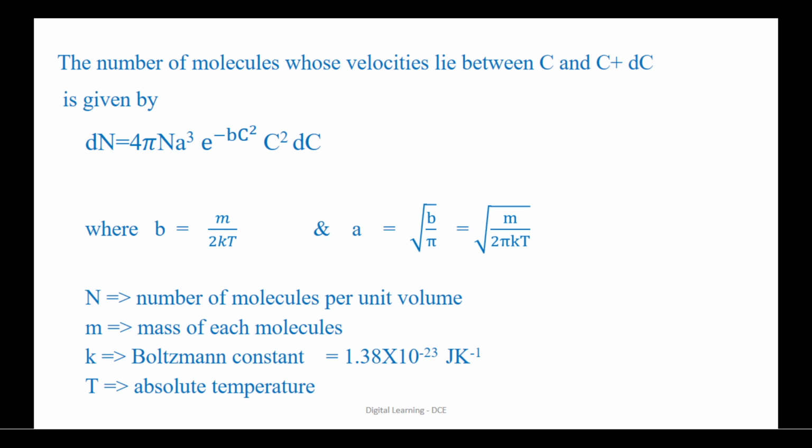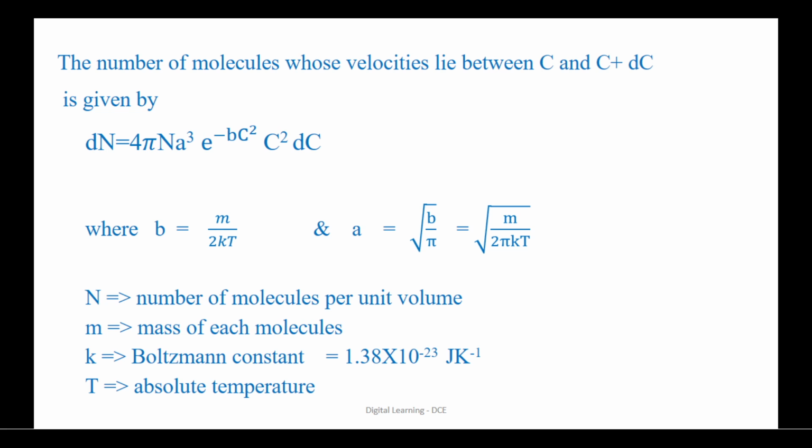Here, the dn term represents the number of molecules whose velocities lie between c and c plus dc. And in this equation, a and b are constant terms. b is equal to m divided by 2 kT and a is equal to root of b by pi. And the letter n represents the number of molecules per unit volume.